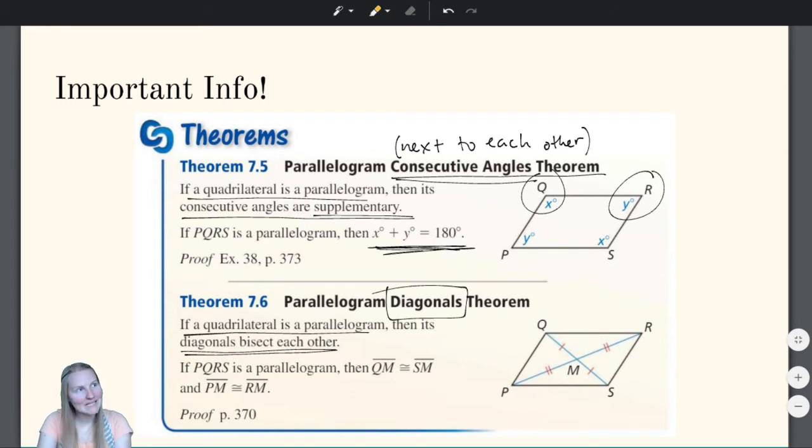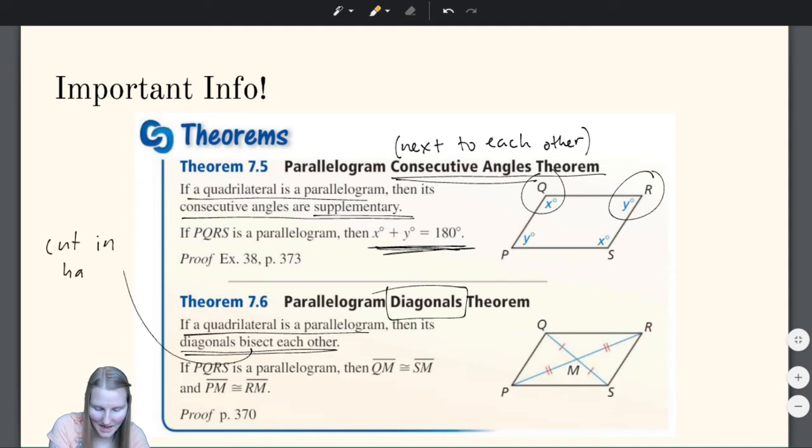What did it mean to bisect something? Oh, I'm writing behind my head. Bisect meant to cut in half. So, where the diagonals cross, they cut each other in half. So if PM is 5, that means that RM is 5. They cut each other in half.